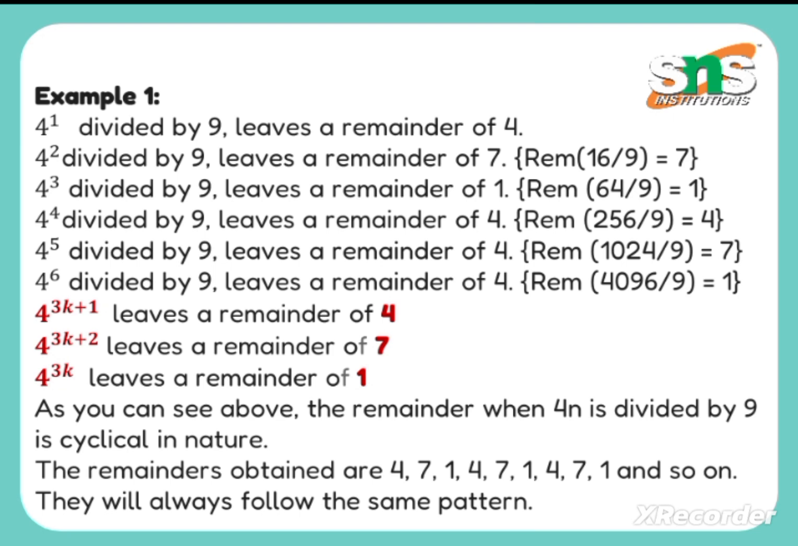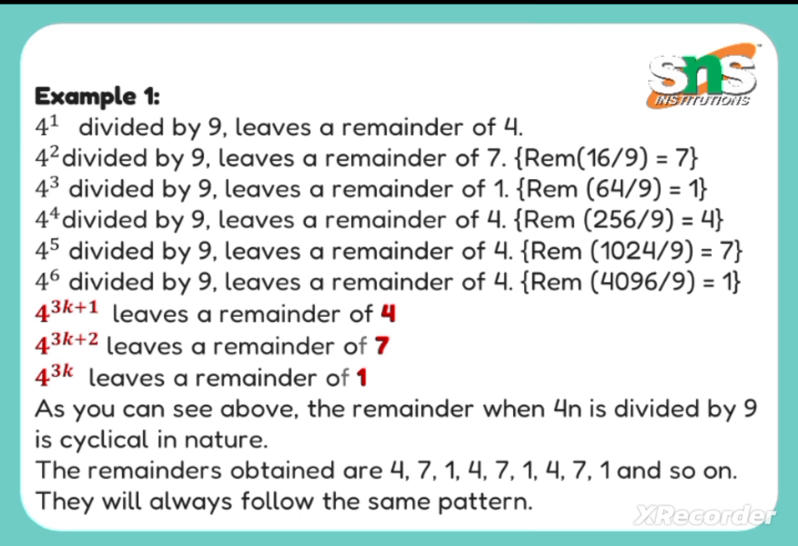Next, 4 to the power of 3. When you have this power, that is 64 divided by 9, the remainder is going to be 1. Again, 4 to the power of 4 will have the remainder 4. 4 to the power of 5 will have the remainder 7. 4 to the power of 6 will be equal to 1. So here the cyclicity of remainder is of the pattern 3k plus 1, 3k plus 2 and 3k.